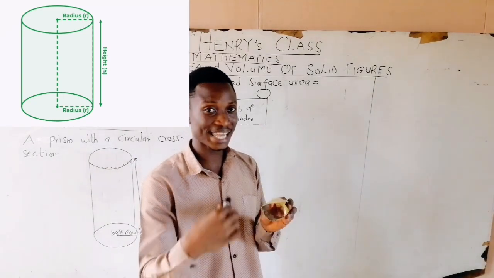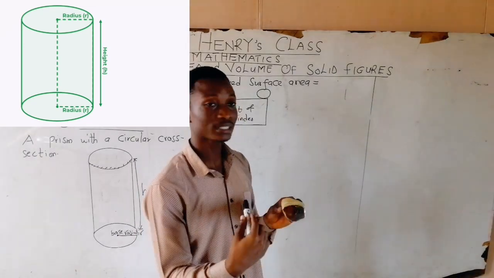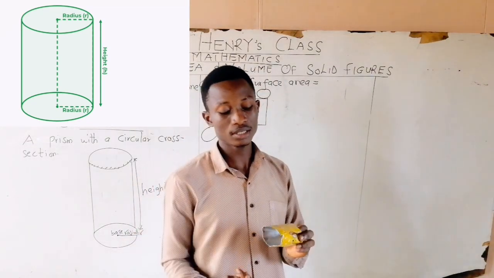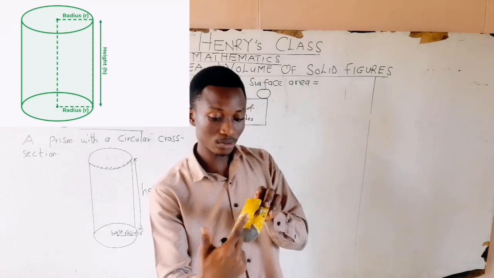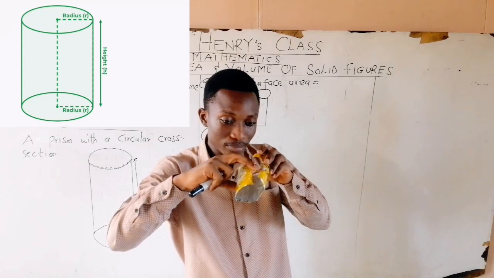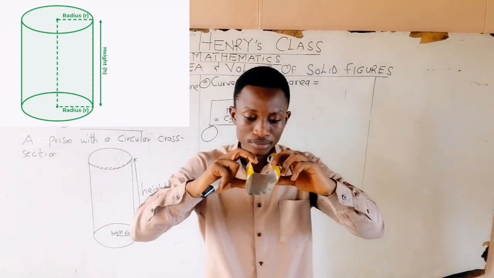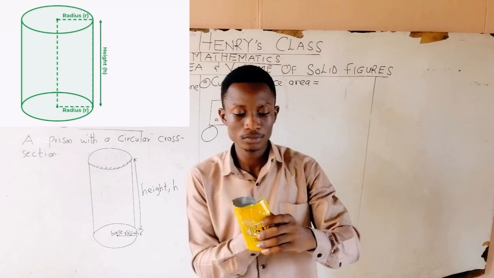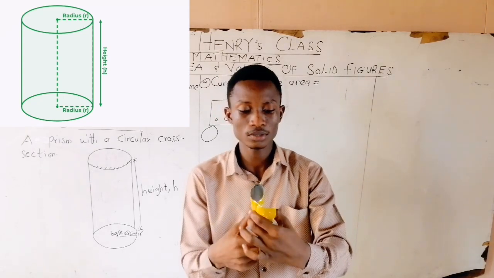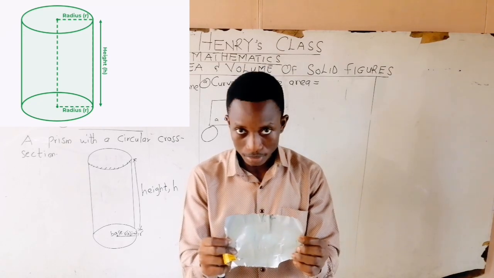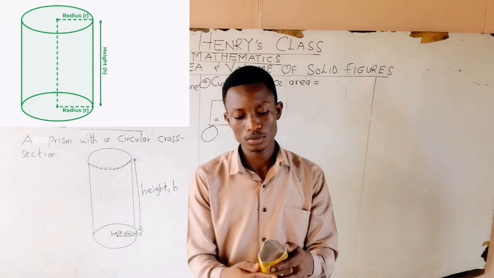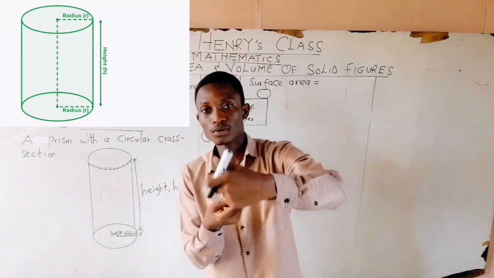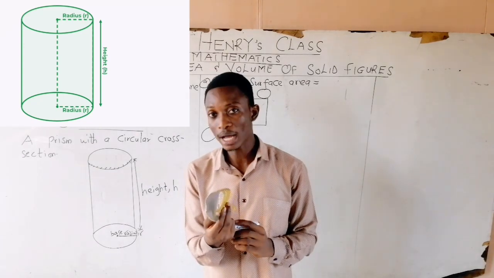This side is curved, in the form of a circle. So since this side is curved, I call it my curved surface area. How do I find this? Now take note of this same piece. When I open it up, this portion, you see? Good. This is a circular shape, right? So how do you find the circumference of a circle? It is given by 2 pi r.